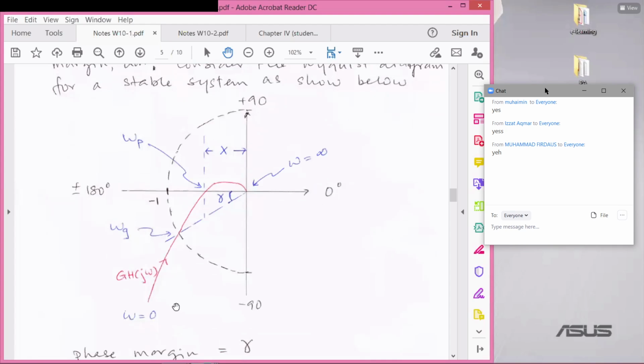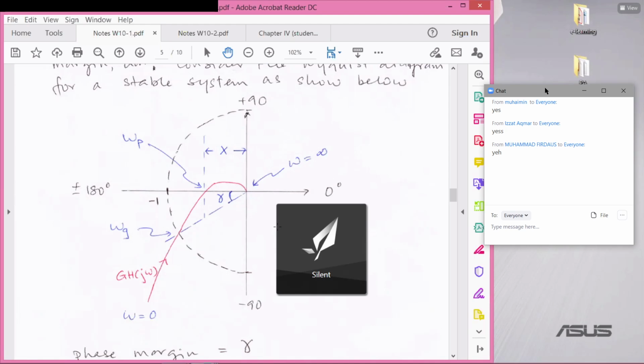Let me go through again. You start with frequency equals 0, and then you increase that to infinity. Along the way, you are going to meet the gain crossover frequency. Gain crossover frequency is when the magnitude is equal to 1. And then after that, you're going to meet another frequency called the phase crossover frequency. Phase crossover frequency is when the phase angle is plus or minus 180, and then you go on until frequency is equal to infinity. So that is some definition of frequency along the way.